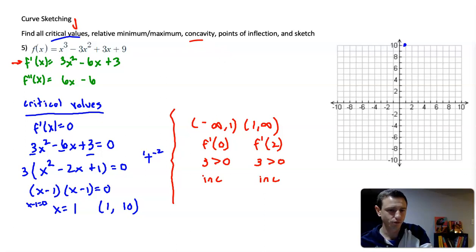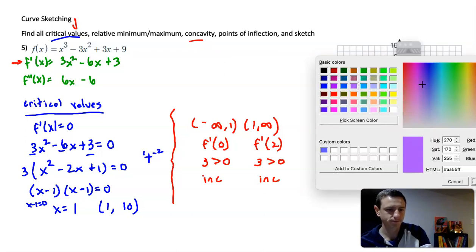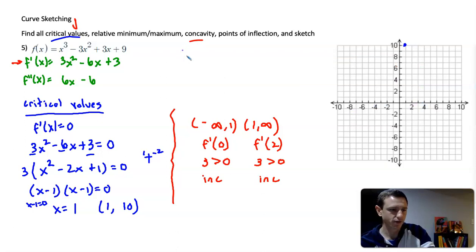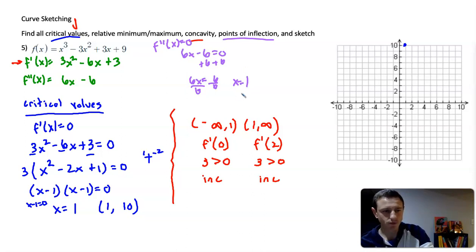Concavity now. So let's work off of the second derivative. So second derivative is 6x minus 6, and I'm looking for points of inflection right now. So we want to set our second derivative equal to 0. Solving this, 6x equals 6, x equals 1. So at x equal to 1, we have a point of inflection, and the ordered pair there is (1, 0), because that was our critical point also.